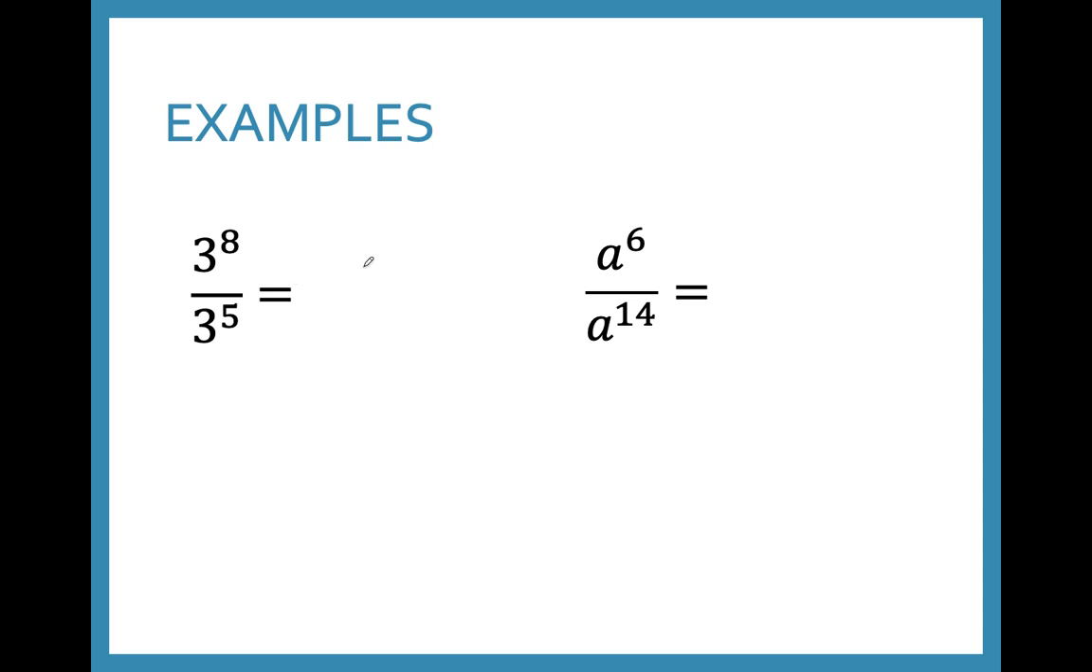So 3 to the 8th divided by 3 to the 5th, all you have to do is subtract 8 minus 5, and you get 3 to the 3rd power. Here we have a to the 6th divided by a to the 14. We subtract 6 minus 14, and we get an a to the negative 8.